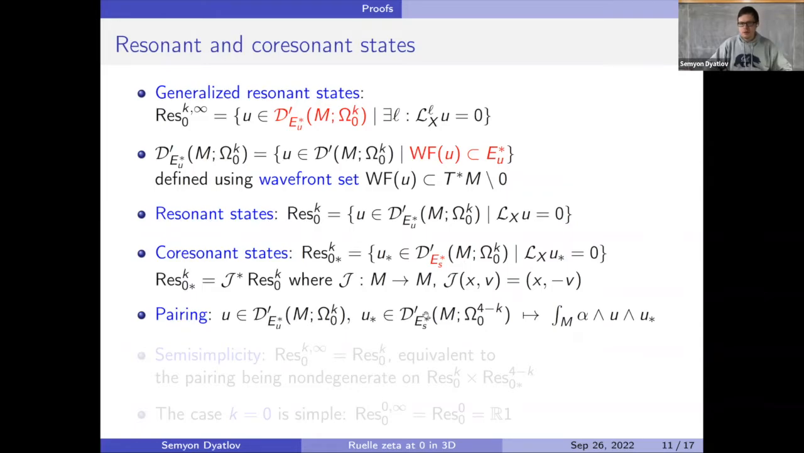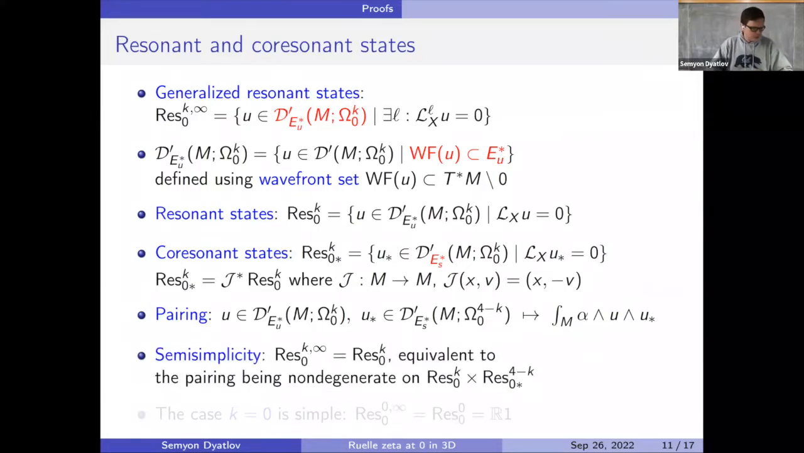So you cannot multiply distributions in general, but you can compute an inner product of resonance state and co-resonance state because the wave front sets don't intersect. So that's something that we will also use. It's very analogous to matrices, you know. When you're studying matrices, you naturally want to pair elements in the kernel of a matrix with elements in the kernel of the adjoint.